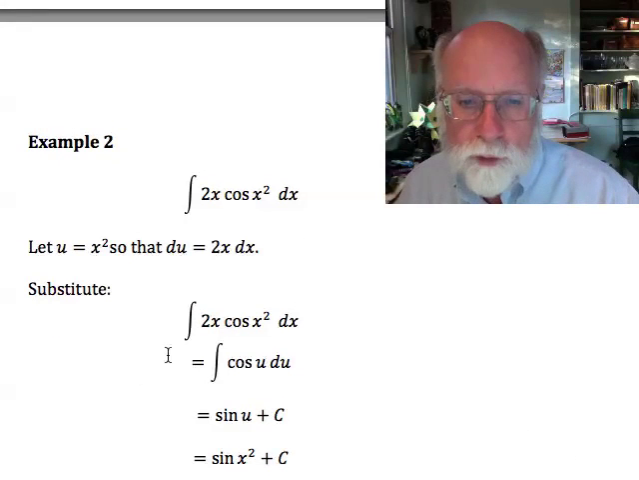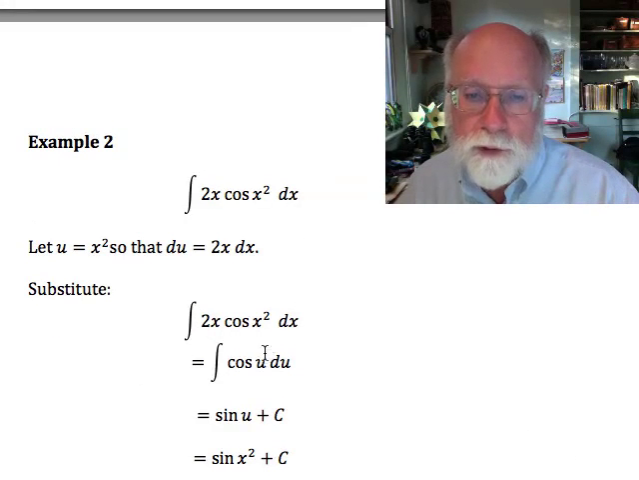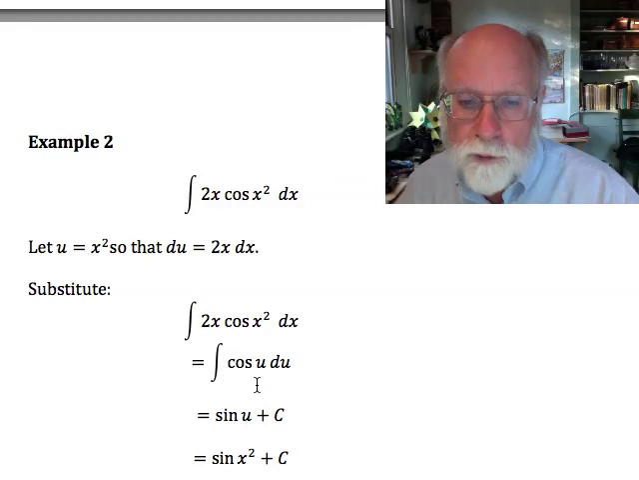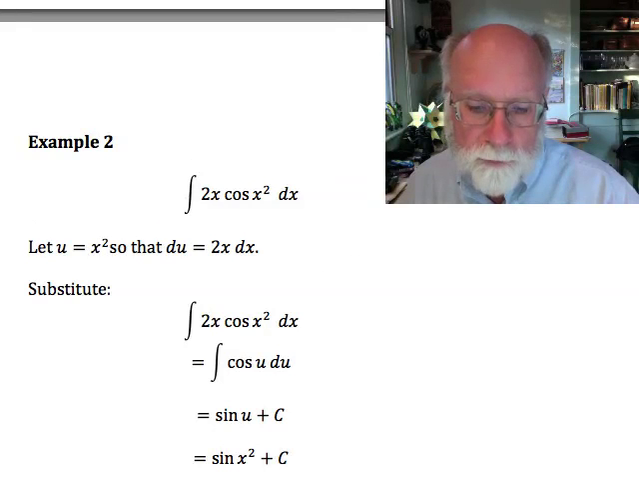So let's make the substitution. The integral of 2x cosine of x squared dx through the substitution becomes the integral of cosine of u du. So replacing the x squared with u, and the 2x dx becomes du. Well, the integral of cosine of u du is sine u plus a constant. And if we now substitute back what u was, we get sine of x squared plus a constant is the antiderivative. This is another example of a substitution that allows us to simplify.